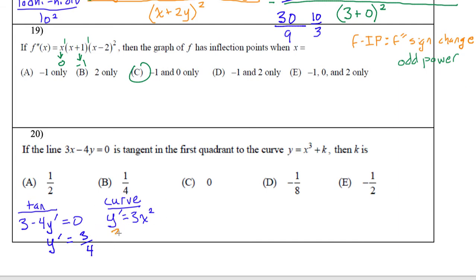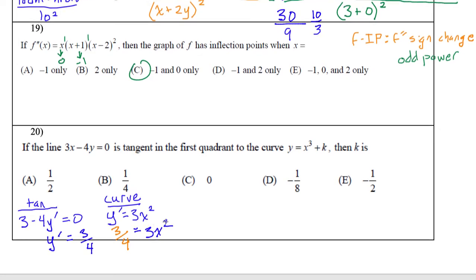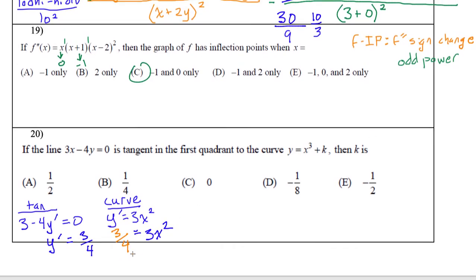So I'm plugging in now. 3/4 is now equal to 3x squared. Divide both sides by 3, and I know I'm running out of room here. I have 1/4 is now equal to x squared, which means x is equal to plus or minus 1/2. I know it's going to be positive because it tells me I'm in the first quadrant. When I'm in the first quadrant, that's this quadrant, that means I have positive values of x. So which values of x should I use? Positive values of x. So I come back over here and I say, okay, it's just the positive one.